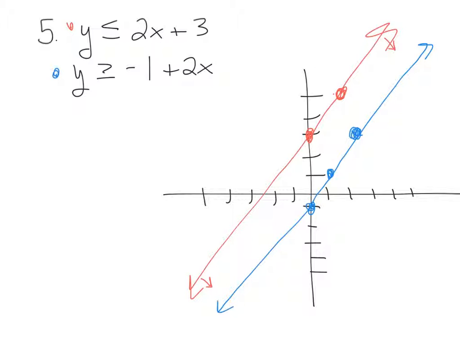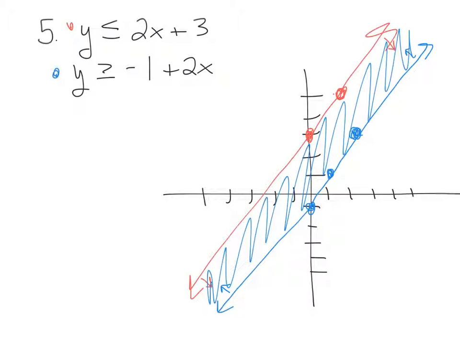All right? On my blue line, it says y is greater than this. So I'm asking myself, where is y getting bigger? Here's my line. Is y getting bigger up here, or is y getting bigger down here? Right, it's getting bigger up here. So I'm going to be shading in this direction. So for these two equations, and this is not always the case when you have parallel lines, but for these two equations, I'm shading in between them. That is the shading that will be done on these two equations.